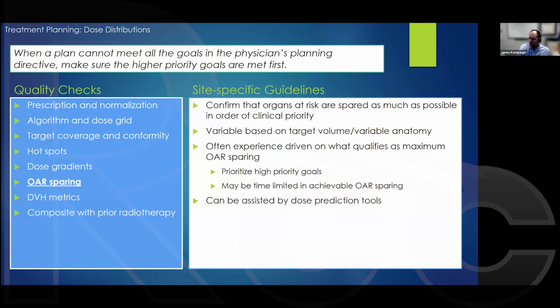Often experience is what qualifies what maximum OER sparing is. So prioritize again those high priority goals. This also may be time limited in achieving OER sparing. So dosimetrists, if you give your dosimetrist 2 weeks to plan, they can make the perfect plan. In our clinic, they get a day to plan, maybe half a day. And so there can be some limits in there, and having a systematic way of approaching planning is really key to maximizing that efficiency. You can be assisted by some dose prediction tools, such as RapidPlan is one example, although there's many examples, a growing number out there that give you some sense of what is achievable based on that individual patient's anatomy.